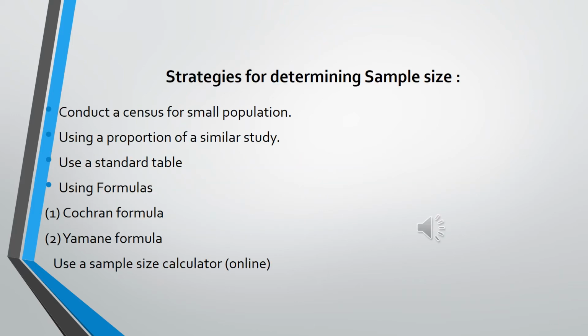Now, the strategies which will be required for determining sample size. First is to conduct a census for a small population. If the population is well known, approachable, accessible, and countable, then we conduct a census and use the entire population. But we have to consider the budget and time constraint. Secondly, we can use a proportion from a similar study, for which we have to review literature in our discipline.